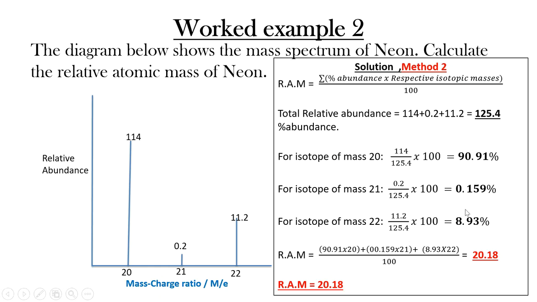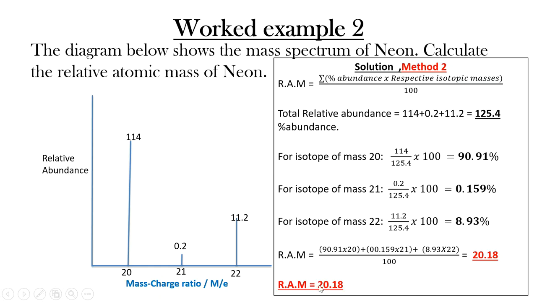So we are able to get 8.93%. After getting the percentage abundance, we can substitute in our formula: percentage abundance times respective isotopic masses. So the percentage abundance of the first one was 90.91 times its mass, which is 20, plus the second one is 0.159 times 21, then finally we have 8.93 times 22. The answer we're able to get is 20.18. So therefore, the relative atomic mass of neon is 20.18.